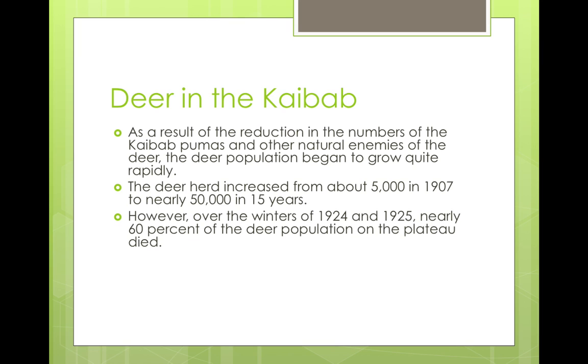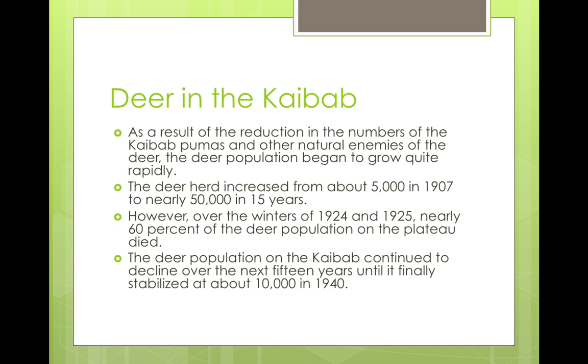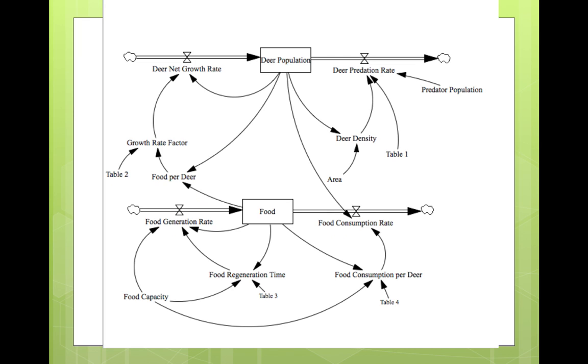Now over the winters, sometime between 1924 and 1925, nearly 60% of the deer population died. And so it was a sudden collapse of the population, and actually continued to decline over the next 15 years until it finally stabilized at about 10,000 in 1940. So this is a good case to look at how population grows and then declines very rapidly and then stabilizes. And we're going to be looking at a Vensim model for this.